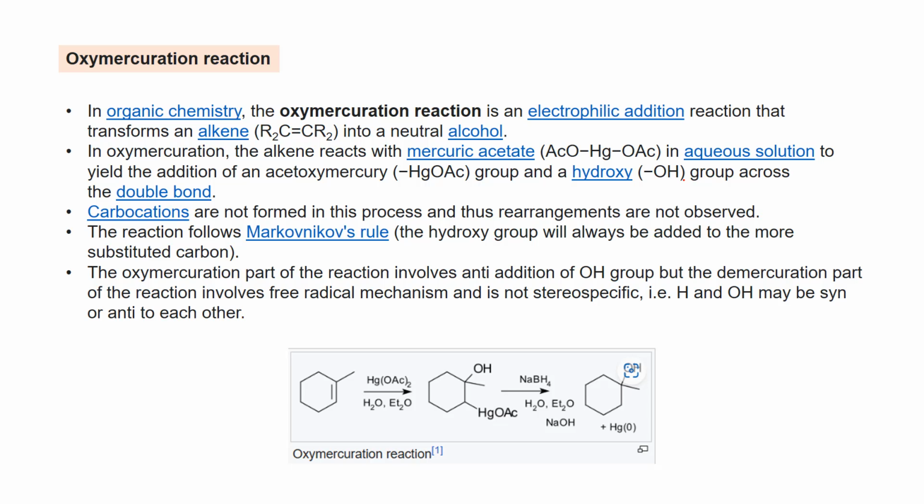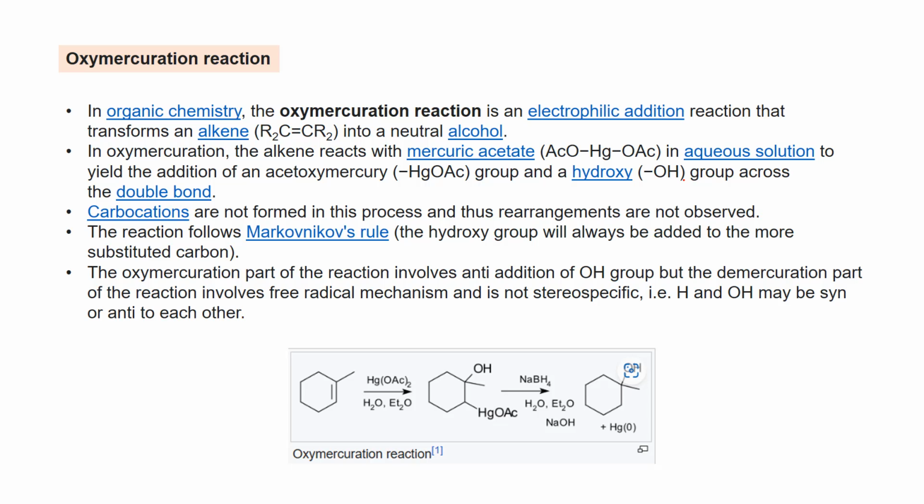That is the oxymercuration reaction. This is totally opposite of the hydroboration reaction. In the case of hydroboration, it follows the anti-Markovnikov rule, but here it follows the Markovnikov rule. In organic chemistry, the oxymercuration reaction is an electrophilic addition reaction that transforms an alkene into a neutral alcohol. In the case of hydroboration followed by oxidation, we also get an alcohol, but the product is the result of anti-Markovnikov addition.